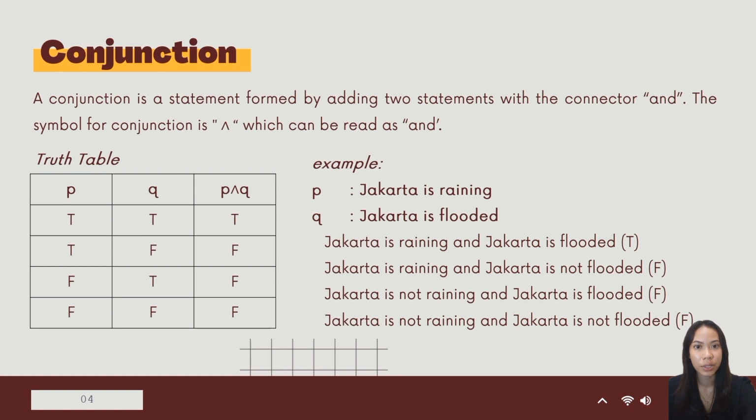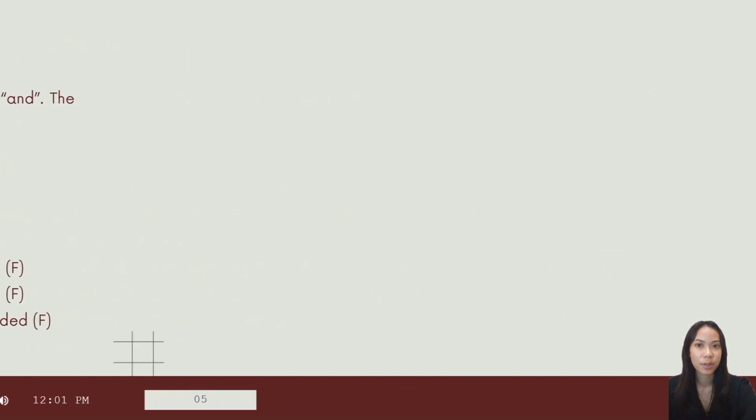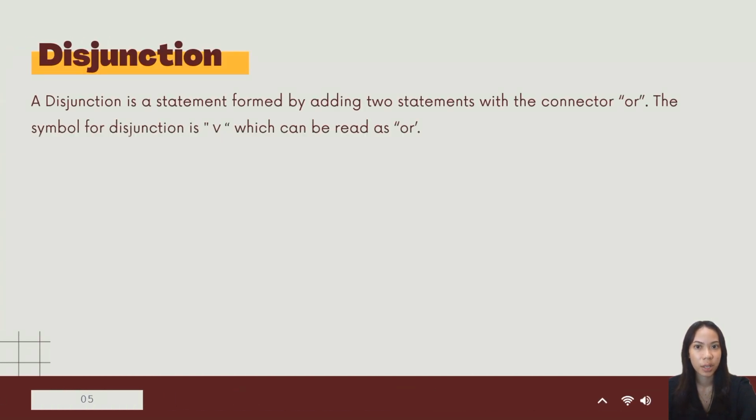Jakarta is raining and Jakarta is flooded is true. Jakarta is raining and Jakarta is not flooded, it's false. Jakarta is not raining and Jakarta is flooded, it's false. Jakarta is not raining and Jakarta is not flooded, it's false.